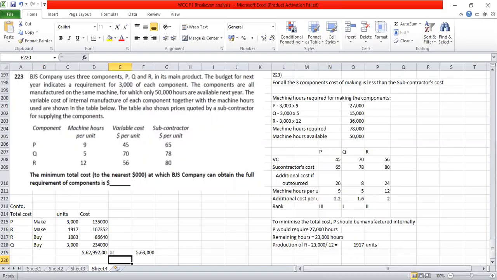Any doubt? Otherwise, we'll take up the next question. The next one is a graph. Okay, I'll get the graph also.